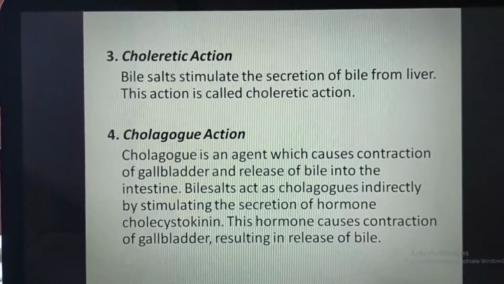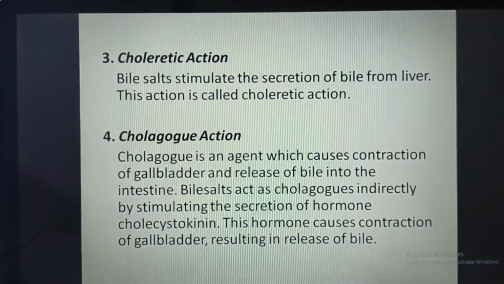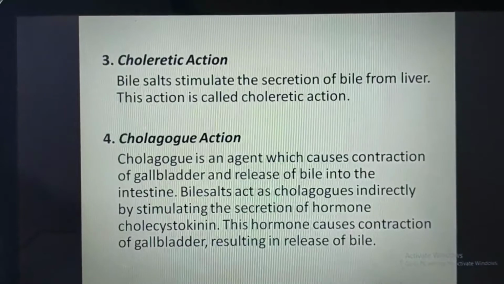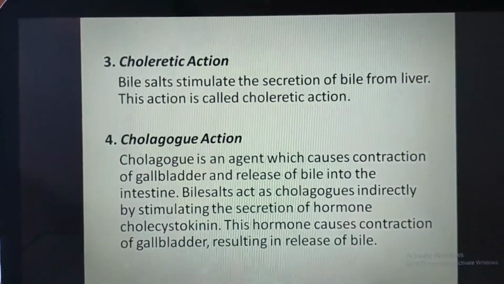Cholinergic action. Bile salts stimulate the secretion of bile from the liver, and this is the action which is called the cholinergic action.